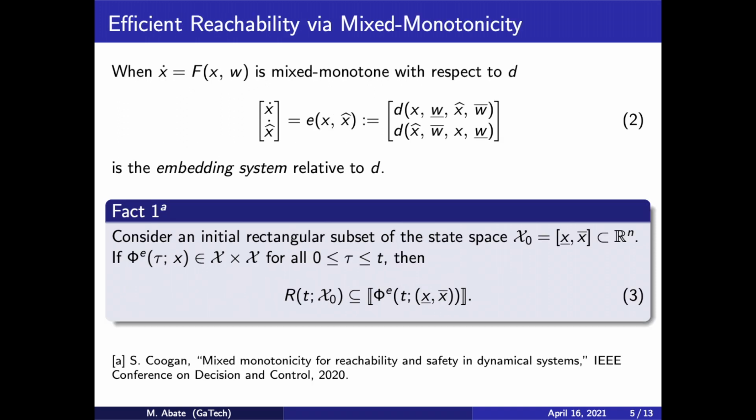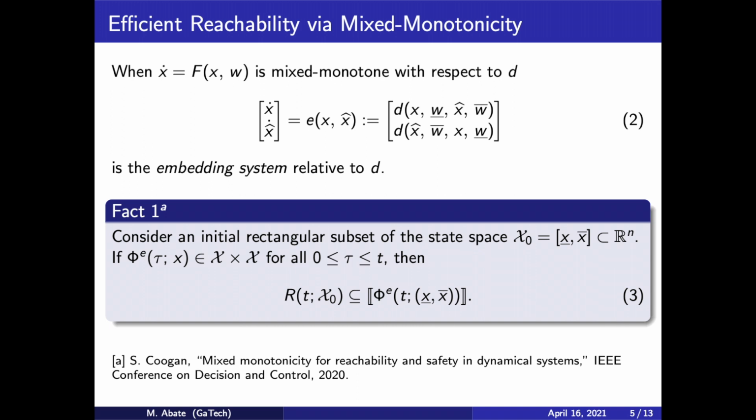Okay, so on this slide I'm showing the embedding system. When your system x dot is equal to f of x and w is mixed monotone with respect to d, you can take your decomposition function d and you can use it to construct the embedding system shown here as equation 2. And there are 2 useful properties of your embedding system. So first off, it's a monotone system, and second off, it contains no disturbances. And this is important for reachability analysis, as we'll see in just a moment.